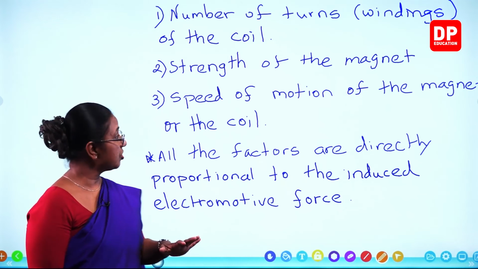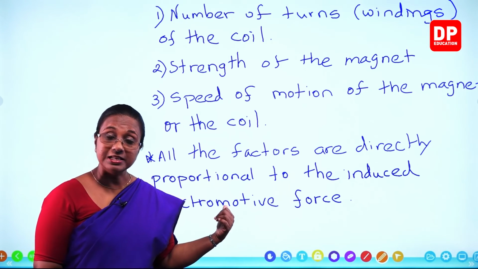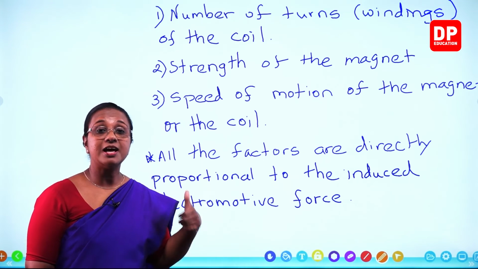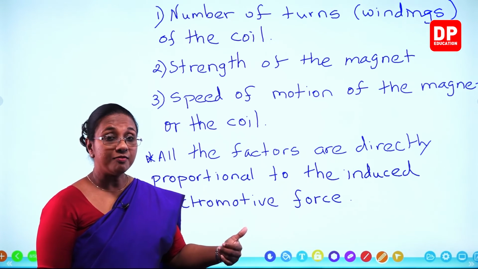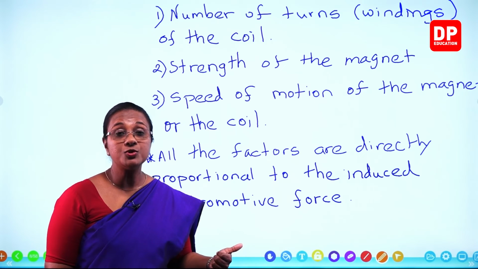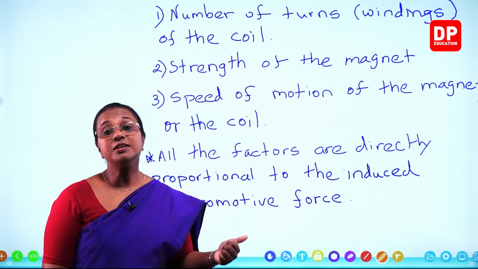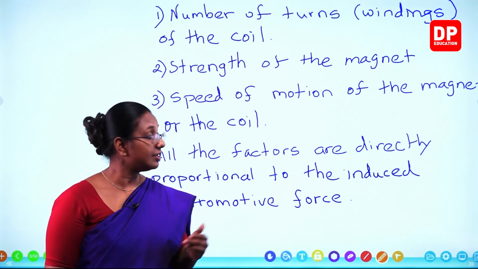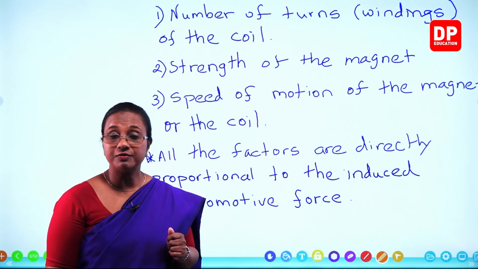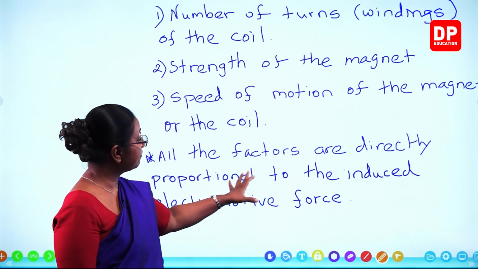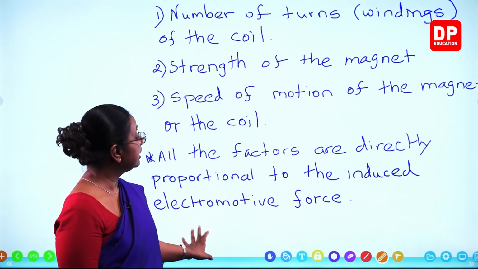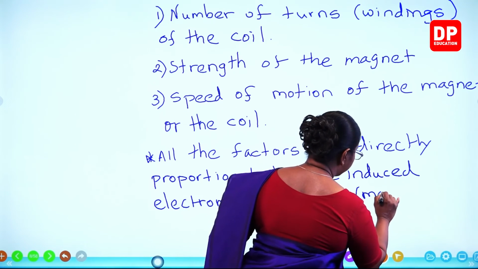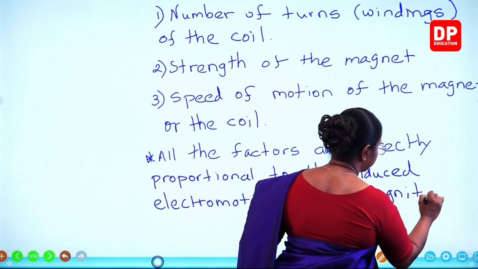Now here also students, you all can see a similarity between this and the previous concept, where we had a current carrying conductor placed in a magnetic field, where when current flows through it, a force is induced. That also depends on different factors. And there also all three factors were directly proportional to the magnitude of the force. Here, all the factors are directly proportional to the magnitude of the induced electromotive force.